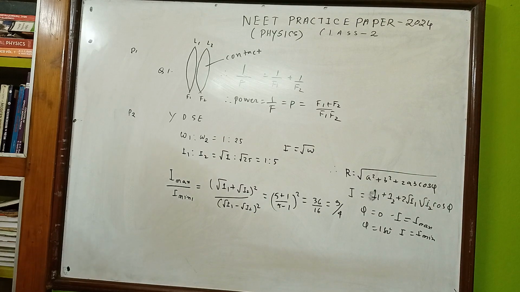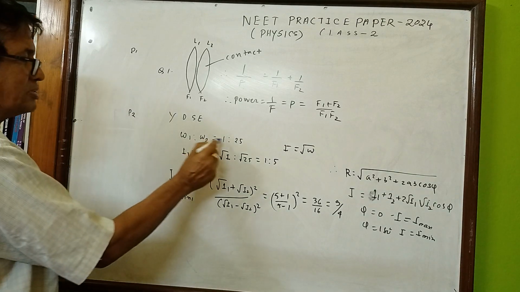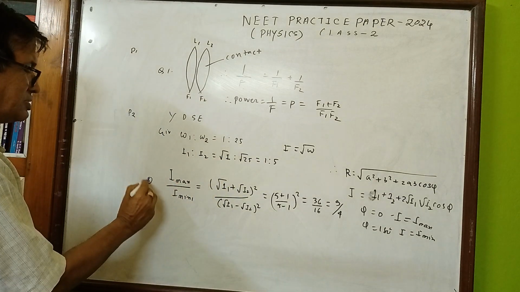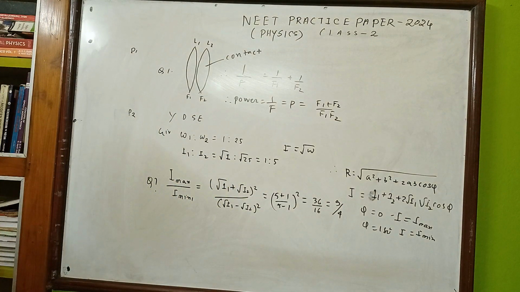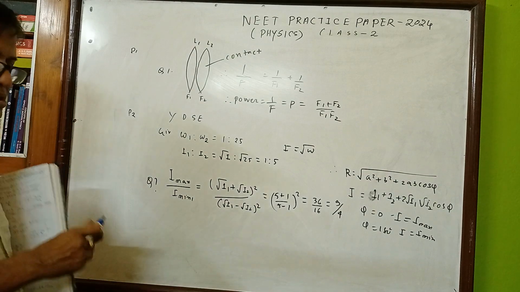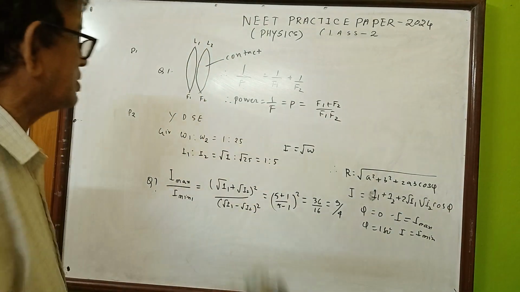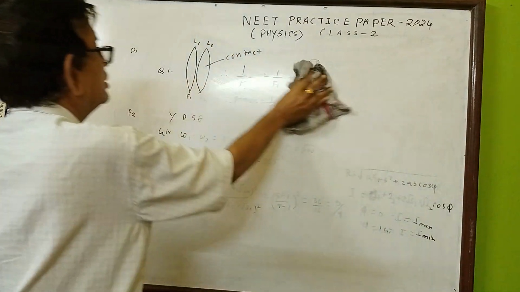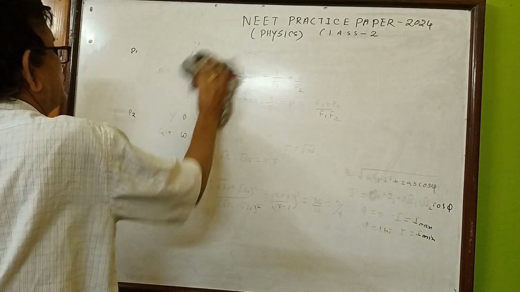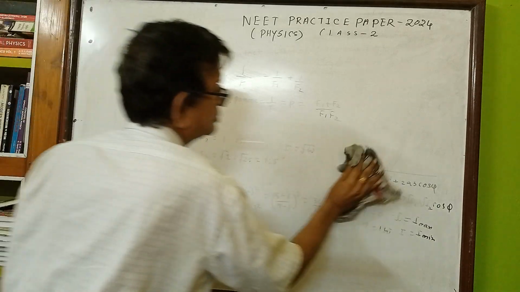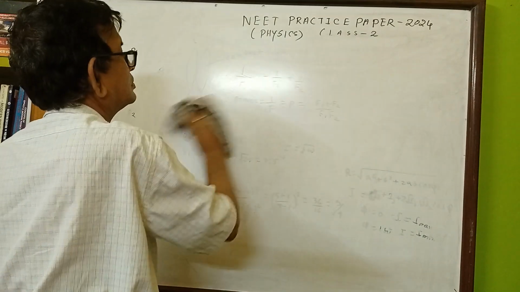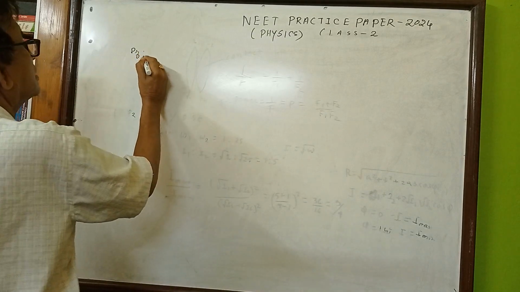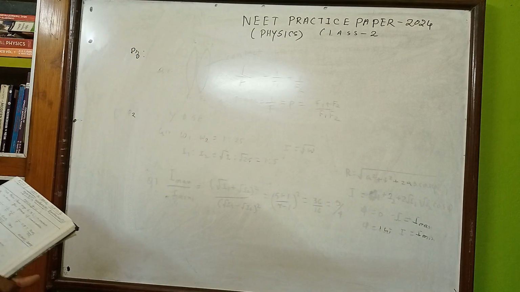So two problems are solved. One is the Young double slit experiment, where W is given data, and now the question is I max by I minimum, which you have to calculate. Next problem I am solving. Problem number 3, you write down. In total I will solve 10 to 15 problems.